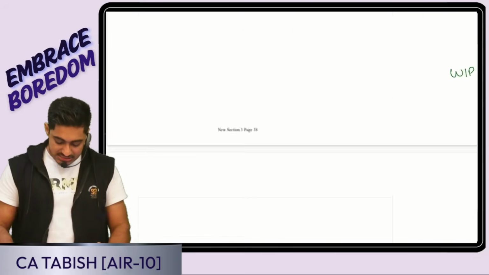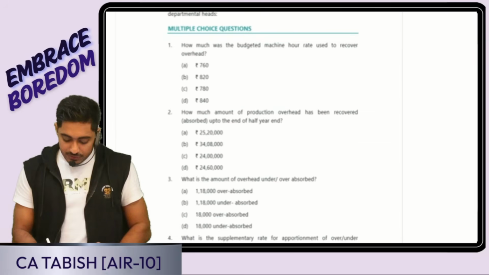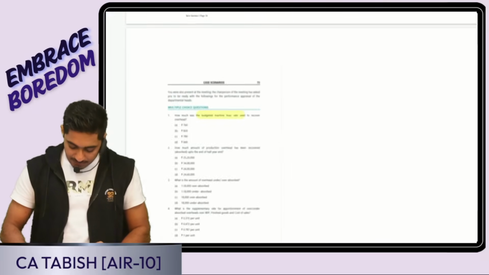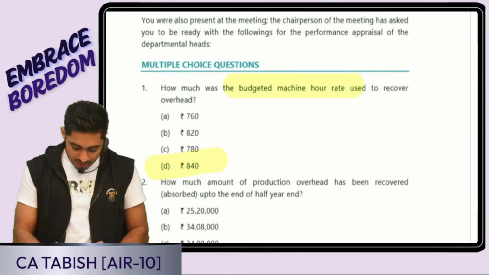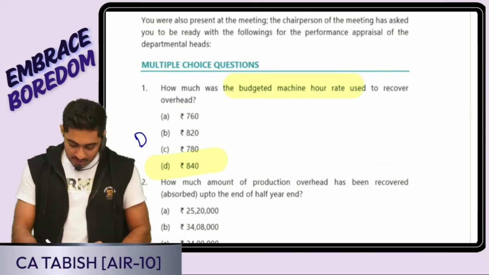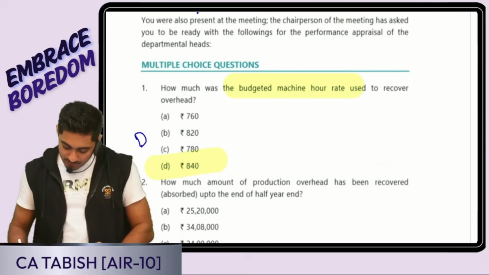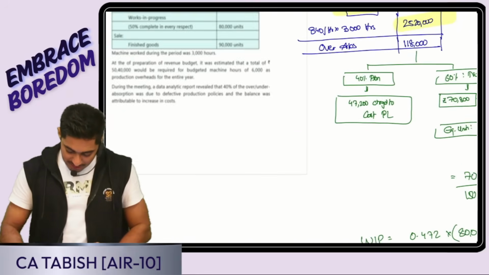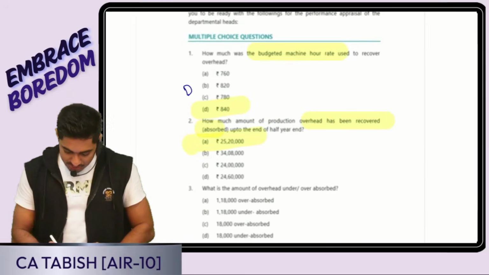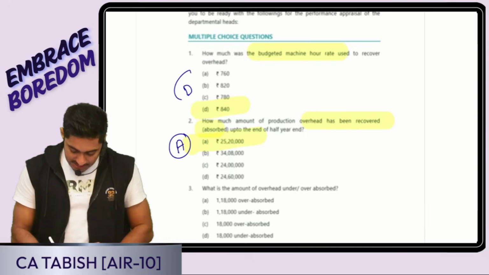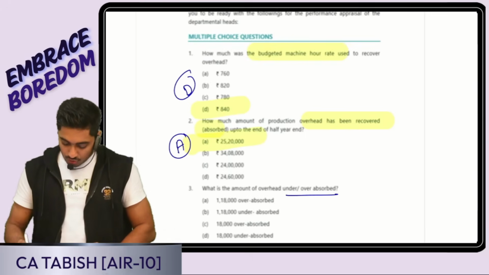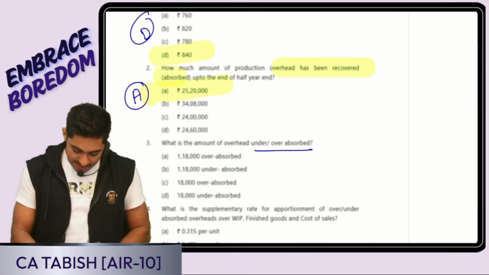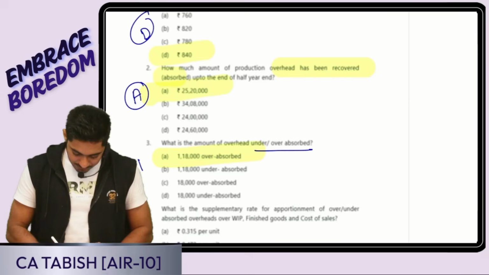Now, depending on this, we can solve some questions. First, what is a budgeted machine hour rate? Overhead recovery rate. It is 840 per hour. That means the first one is going to be 840 per hour, option number D. Second, how much is the amount of overhead which has been absorbed? We know it is going to be 25 lakh 20,000. So question B is going to be option number A. Part C, what is the amount of under or over absorption? I know we are having 1 lakh 18,000 of over absorption. So 1 lakh 18,000 over absorbed, part A.